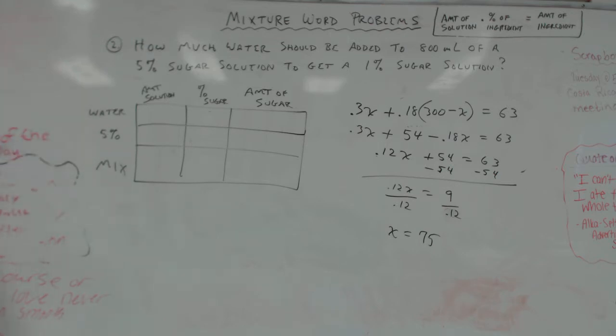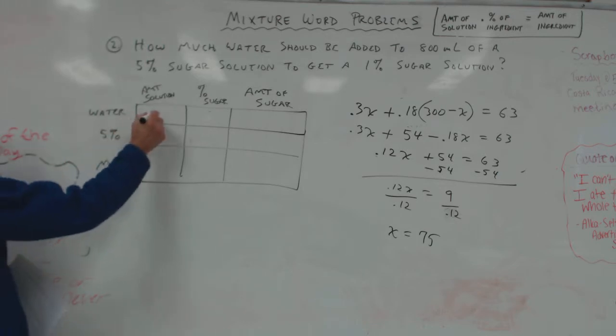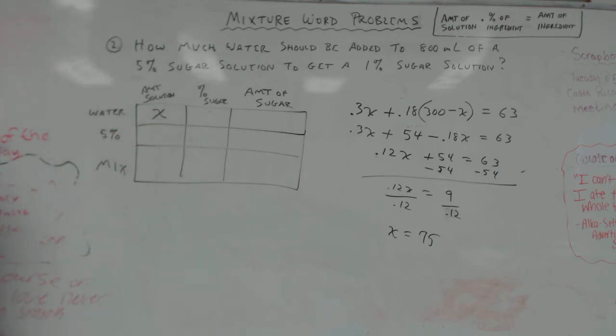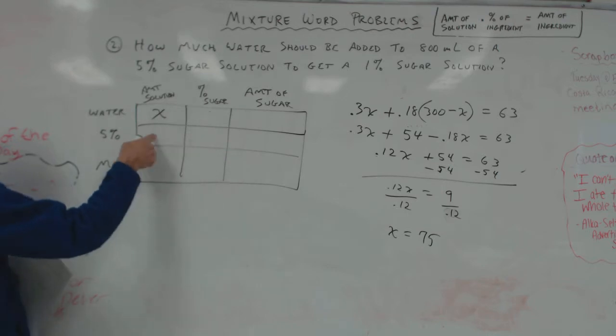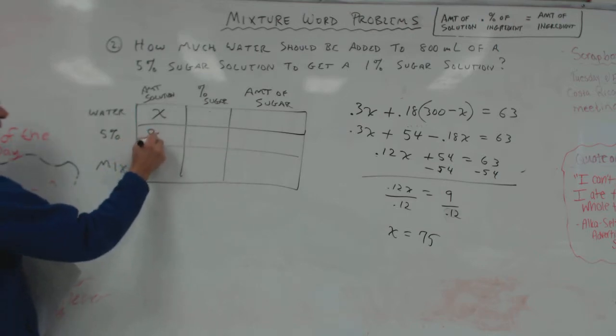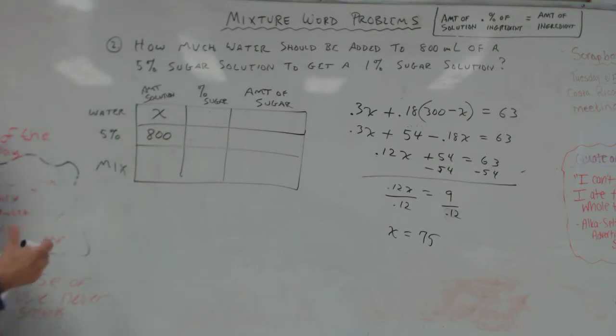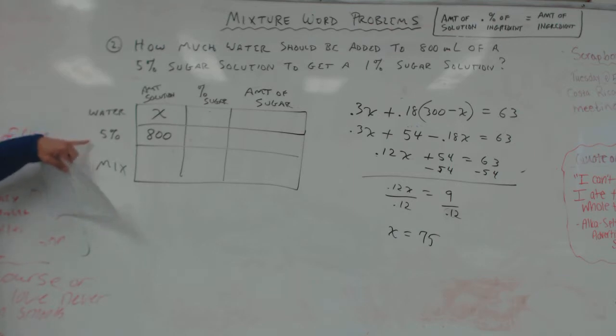So now I got to fill in my boxes. How much water? We don't know how much water. I'm going to make water X. Is that okay? All right. How much water should be added to 800 milliliters of 5% solution? Where does 800 milliliters go? Right there, right? That's the amount of the 5% solution that I have.